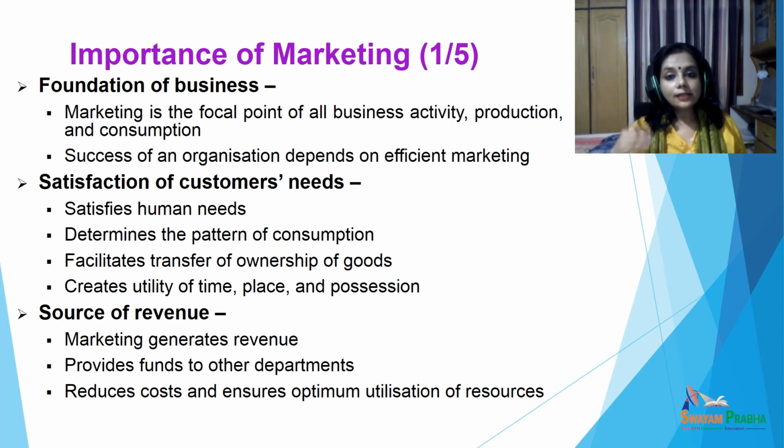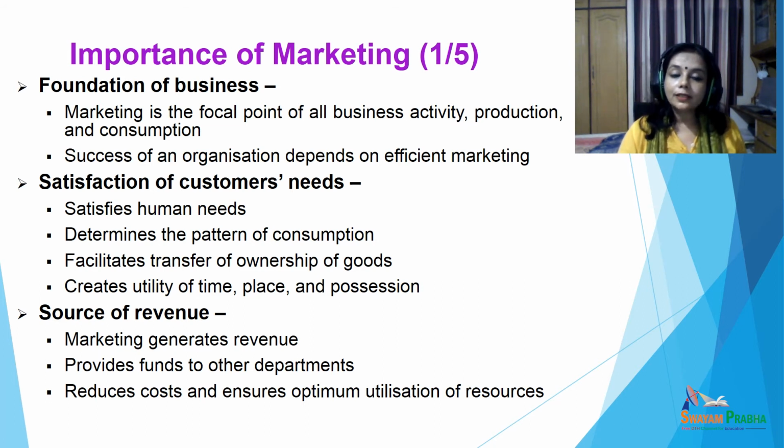That is time utility, the product is available throughout the year. The place utility, wherever it is produced, it is made available to every nook and corner of the country. Possession utility, the transfer of ownership takes place from one person to another, from producer to consumer, because of marketing. So ultimately it satisfies the consumer's needs.